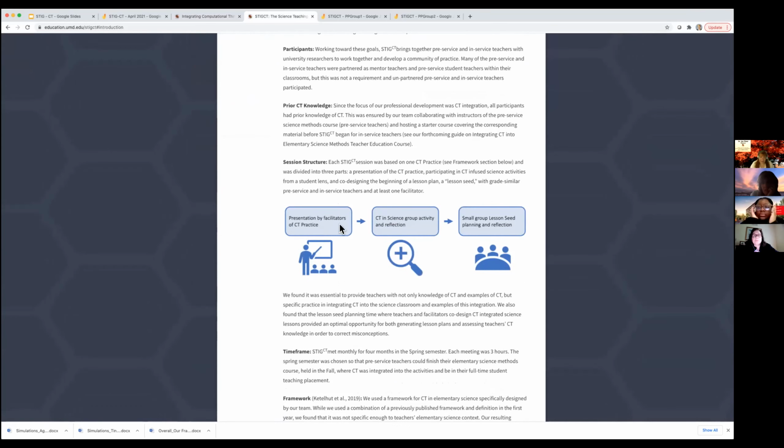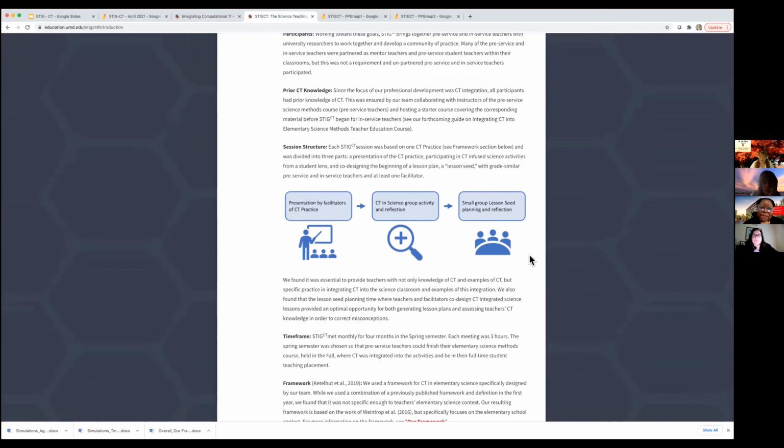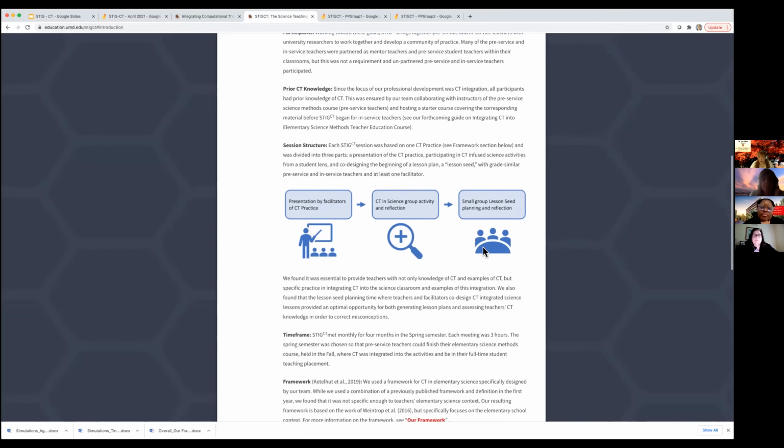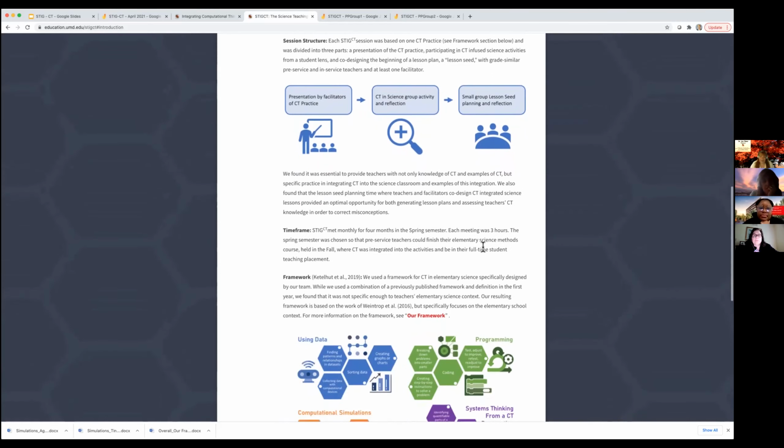Notice again here, the facilitators of CT practice, the CT inquiry group for reflection, and then small group lesson plans to have them actually create a lesson plan. We started with seeds and then went to lesson plans. So for each of the topics, we have this structure: a presentation, an activity, and then how are you going to integrate it? Because without that integration piece.